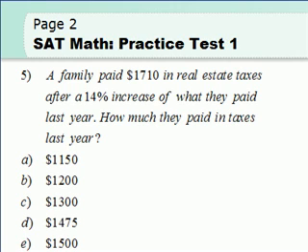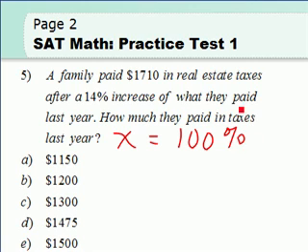Problem number 5. A family paid $1,710 in real estate taxes after a 14% increase of what they paid last year. How much did they pay in taxes last year? Because we don't know how much they paid, we're just going to call it X. But that represents 100% of what they paid.